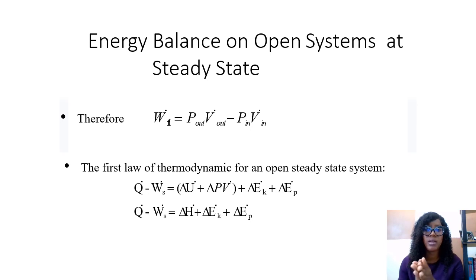So in this bracket where we have delta U plus P delta V, if we recall from the first slide, delta U plus P delta V is actually our enthalpy. So that's why in the second line, we have delta H replacing that entire term right there.